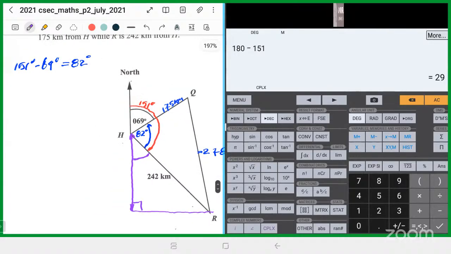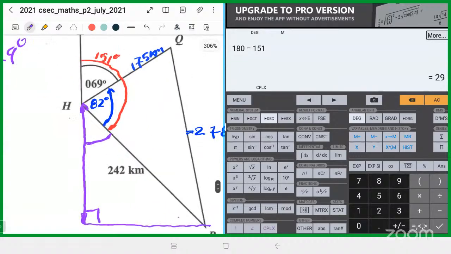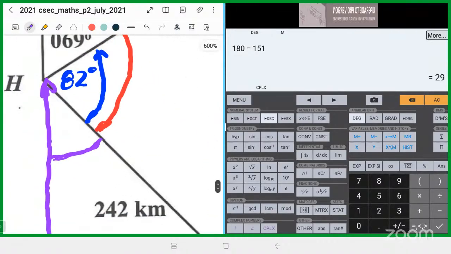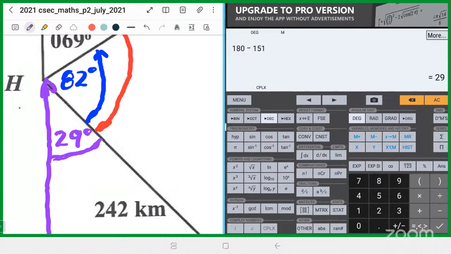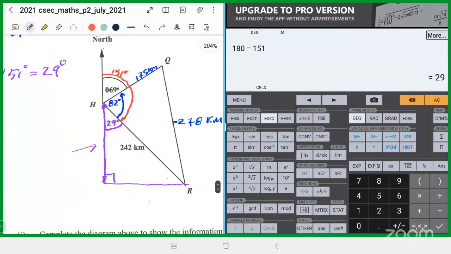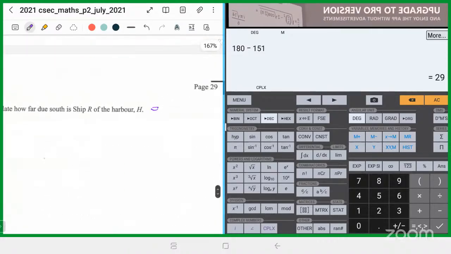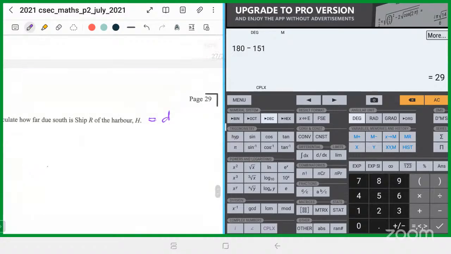Let's show the calculation over here for the examiner, where it comes from. So 180 minus 151 is how we get the 29 degrees I want to put inside here now. I want to use that 29 degrees in this right angle triangle to find this side. Let's call that distance D or X. That's how far south it is. So I'm going to write D on my diagram. I'm going to work out the D.